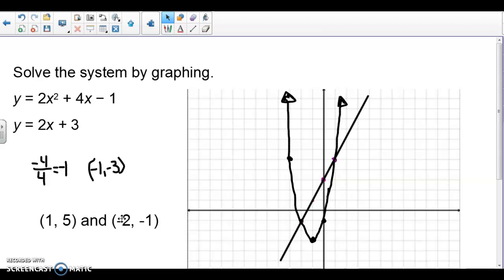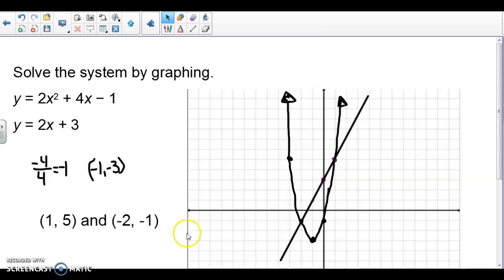Sometimes they could have one answer, sometimes they could have no answer. It could be one if it just hits the vertex and nowhere else, or if it just hits the side of the graph. And it could be no solutions if this linear graph was below the vertex. Then it might not intersect at all, so that would have no solutions.